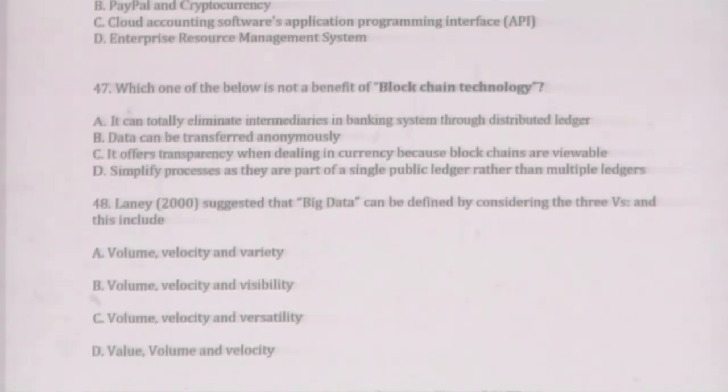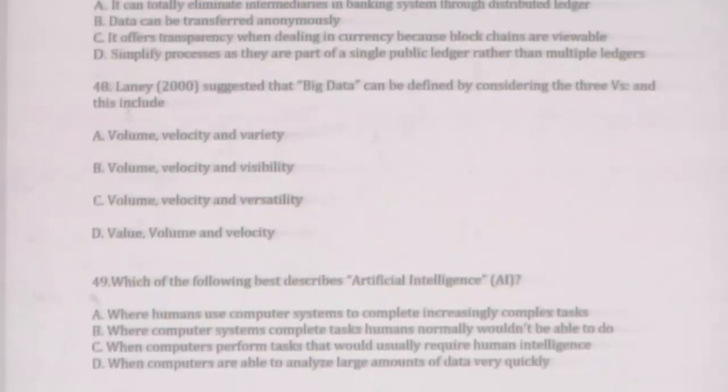Then this 4V we just discussed. So, you can easily answer, what is the correct answer? A, volume, velocity, variety; volume, velocity, visibility; volume, velocity and veracity; value, volume. Volume, velocity, variety. Now, here actually it is 3 V's. So, I think you can answer technically A as well as volume, velocity and veracity.